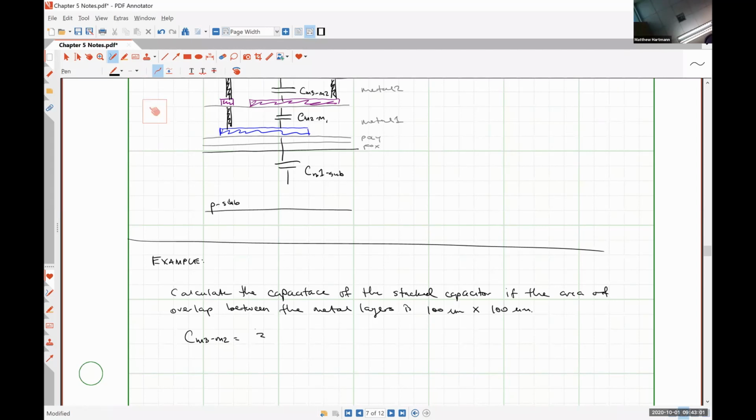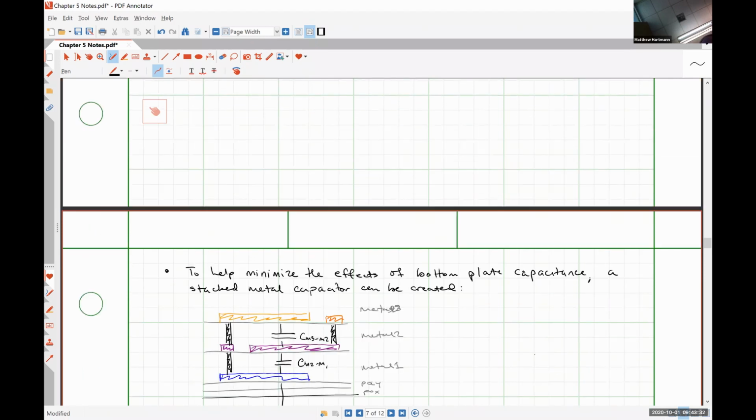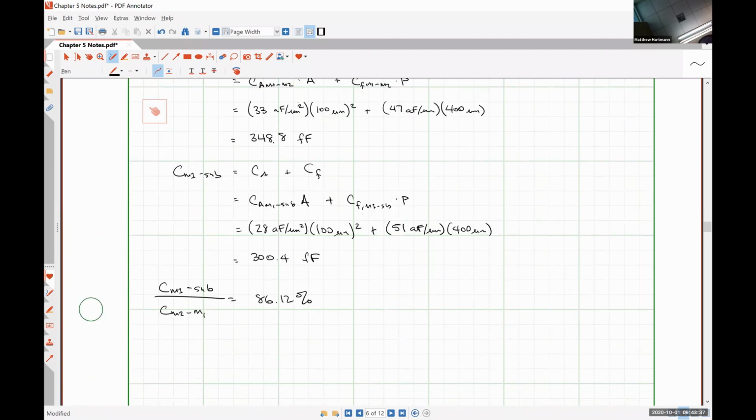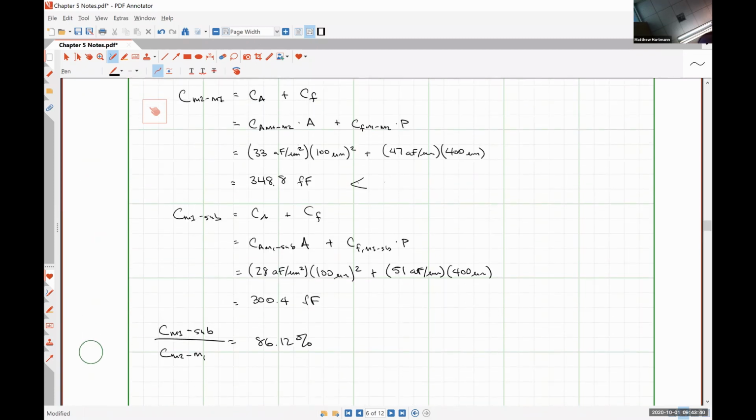So we're going to have 32 attofarads per micron squared times 100 microns squared, plus 52 attofarads per micron times 400 microns. This is going to give us 340.8 femtofarad. So 340.8, which is very, very similar to this value.